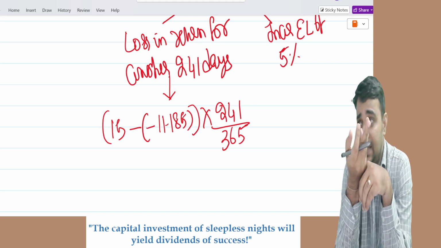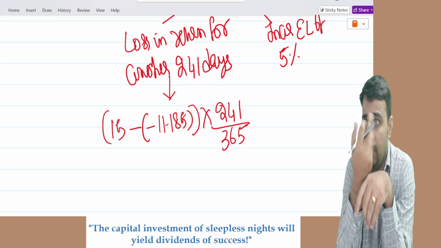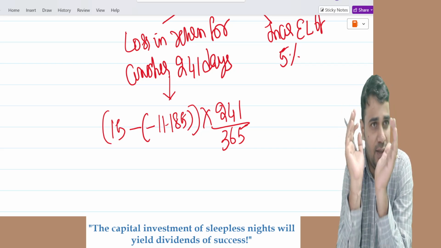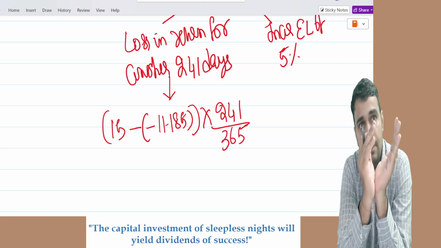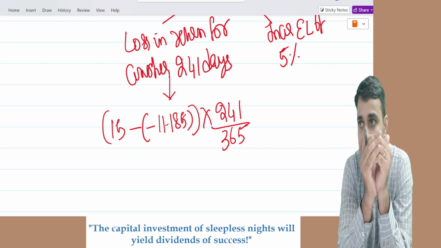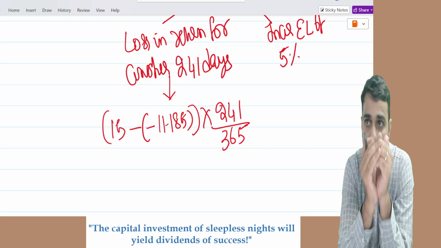Even 65 days, I'm not sure I'll wait here. 241 is impossible because a 17% loss is there. For 65 days, we may do the calculation, but here I am not going to play a waiting game. No point in waiting here because waiting will only lead to loss for us. Clear? Any doubts on this?